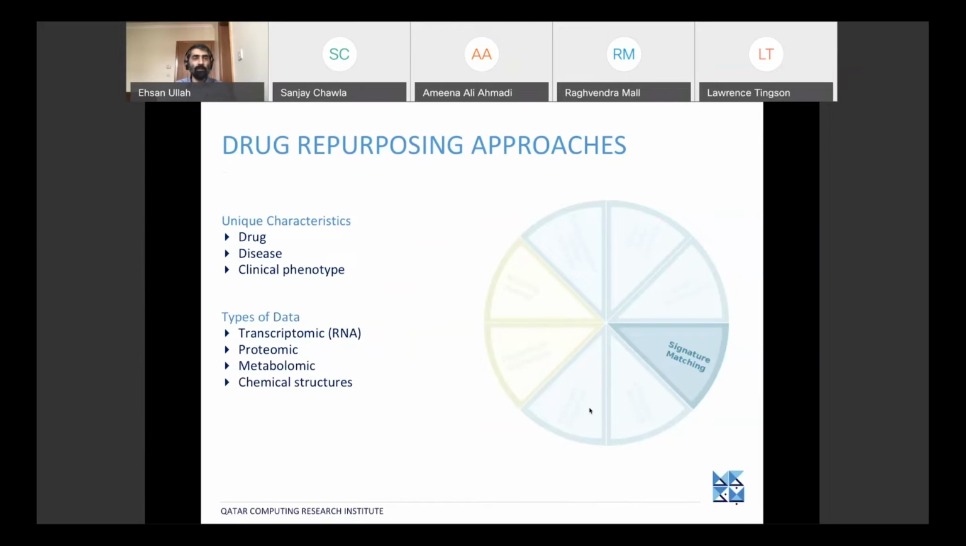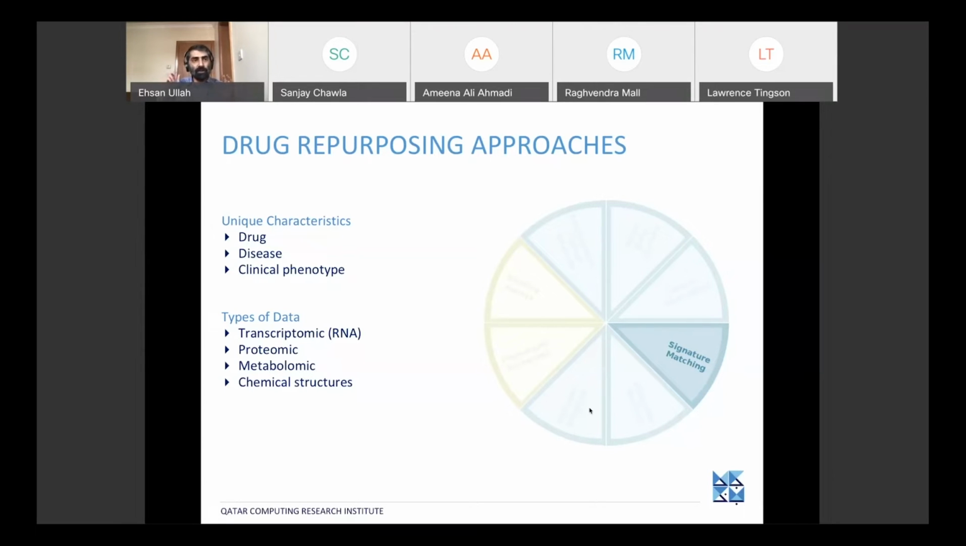The next approach which is used for computational drug repurposing is signature matching. Signature matching is based on comparison of unique characteristics or signatures of different entities, such as drugs, diseases, and clinical phenotypes. These signatures can be obtained from different types of data, for example, transcriptomic data, proteomic data, metabolomic data, and chemical structures of the drugs.